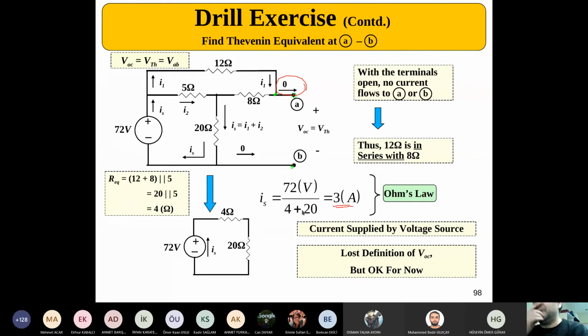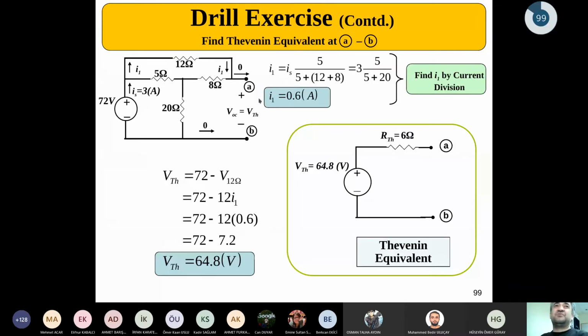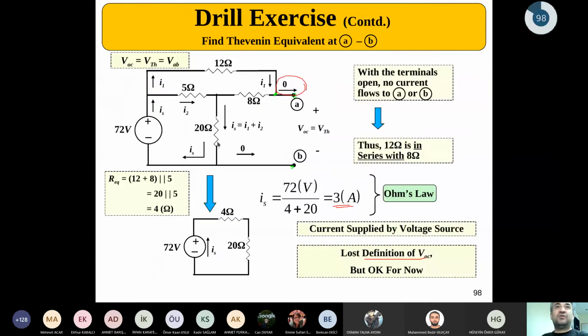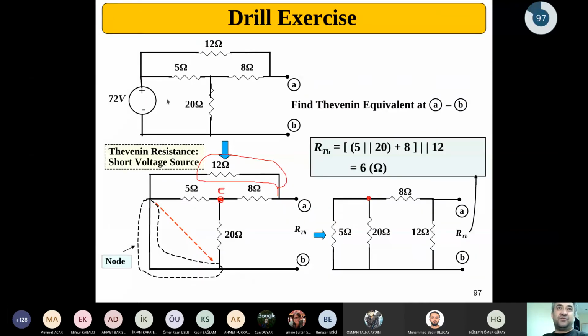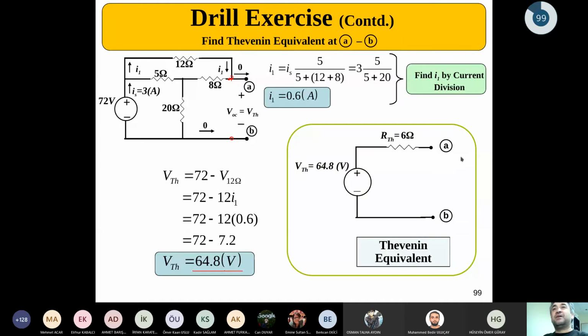And without loss of generality, using those little calculations, you can easily find the voltage difference between those two terminals, which comes up to be 64.8. Just nodal analysis, nothing fancy. So the corresponding Thevenin equivalent circuitry for this circuitry in here can be calculated in this way. You could have used the other methods, all will end up with the same result.